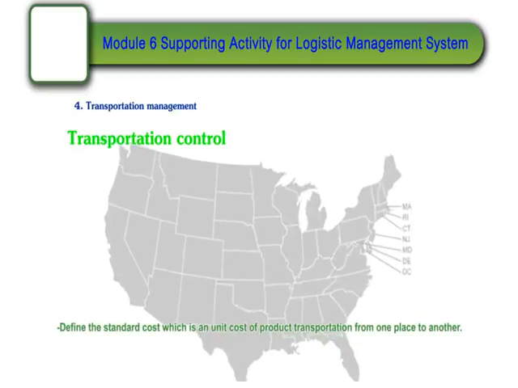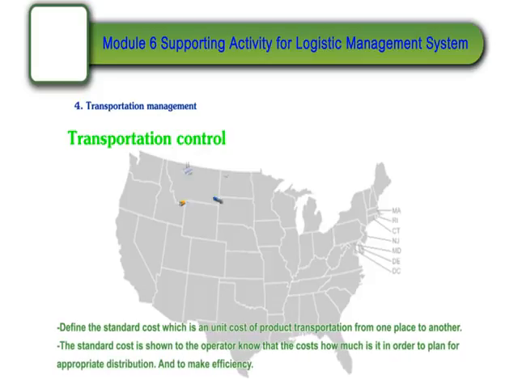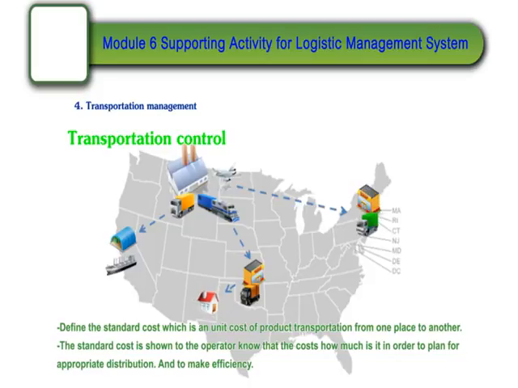Define the standard cost, which is a unit cost of product transportation from one place to another. The standard cost is shown to the operator to know how much the cost is, in order to plan for appropriate distribution and to make it efficient.